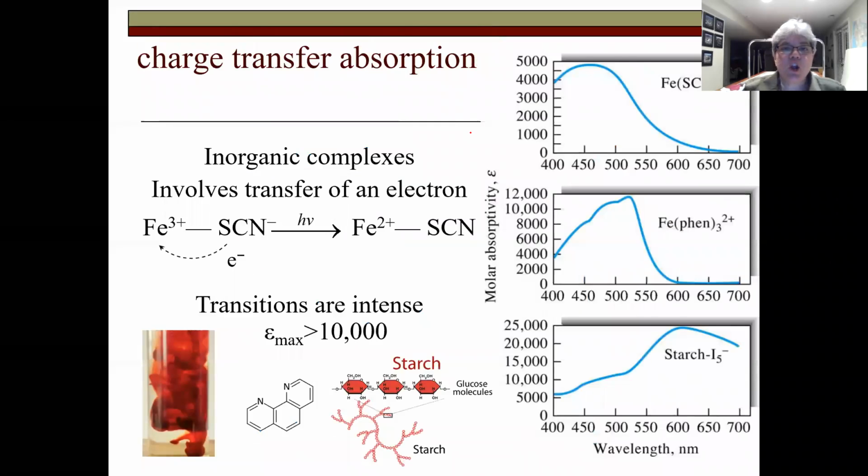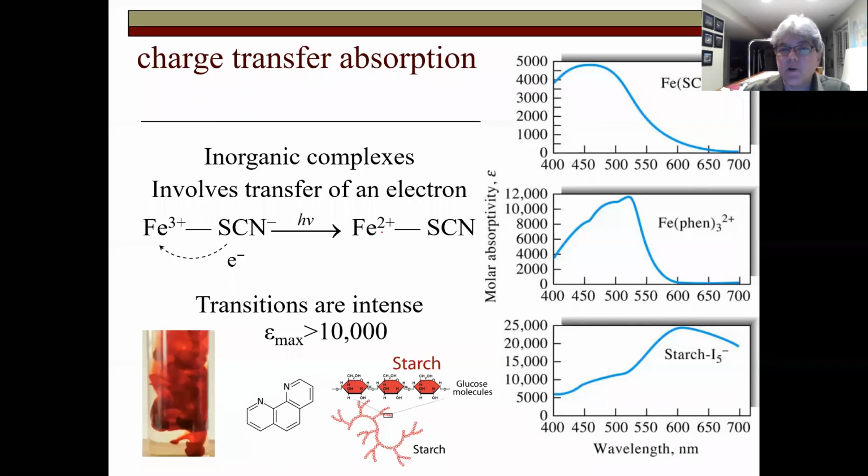Okay, and then the last one is charge transfer absorption. This is usually where you take a metal ion that does not absorb strongly and you complex it with a compound, and the compound will form a new complex that absorbs very strongly. They show you 3 examples here. Iron 3 is combining with thiocyanate, and it forms a compound that is a bright, deep red color, a very strong absorption spectrum.